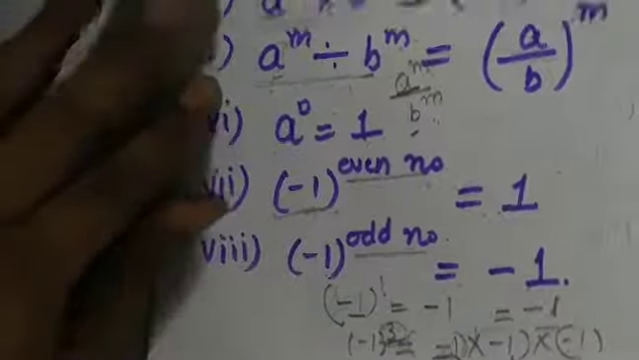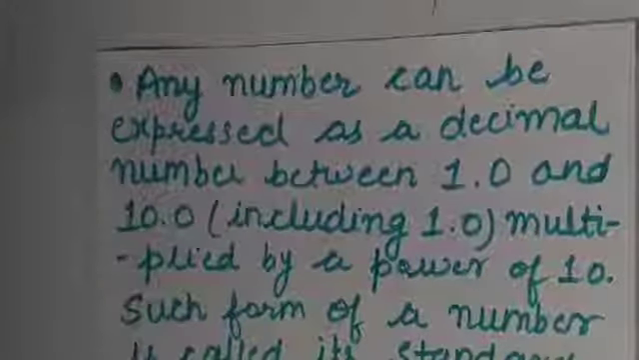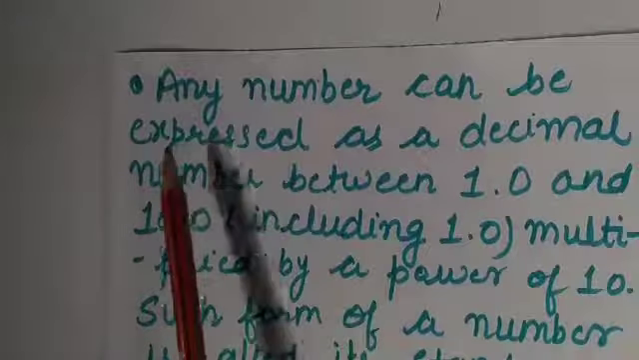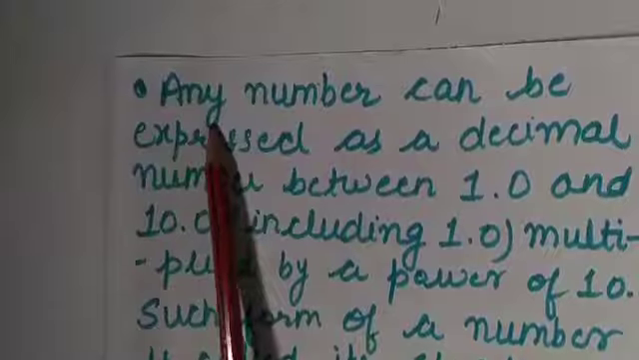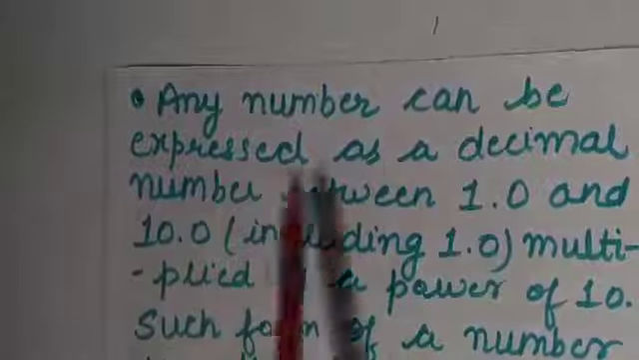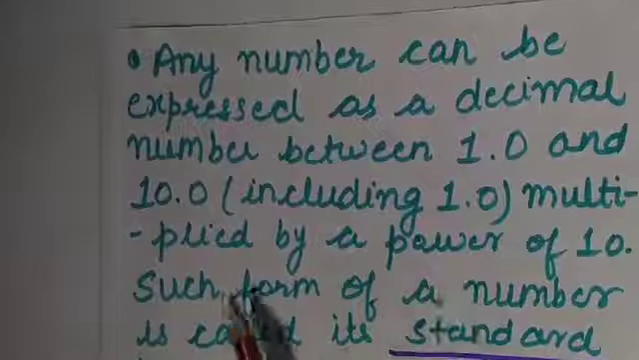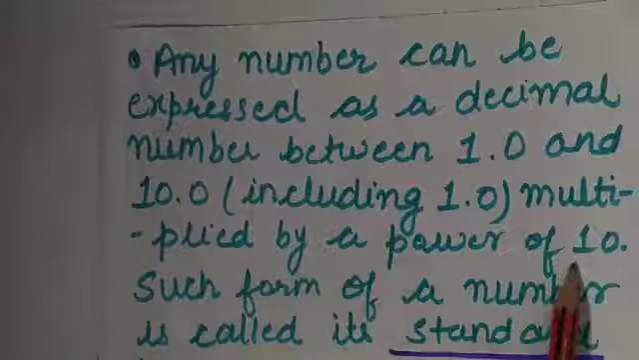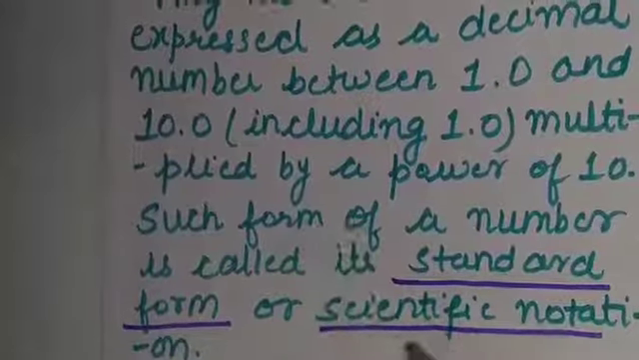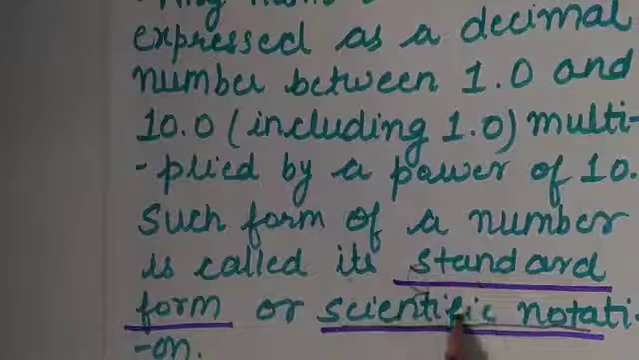Now come to the next point of the summary. After these laws, we have learned about the standard form of an exponential number. Standard form means which is accepted worldwide. Any number can be expressed as a decimal number between 1 and 10, including 1, multiplied by a power of 10. Such a form of a number is called its standard form or scientific notation. This is the second name of standard form, that is scientific notation.